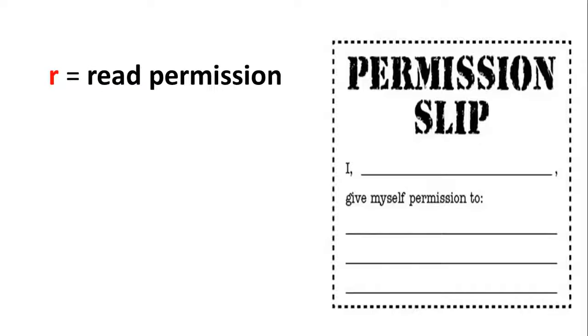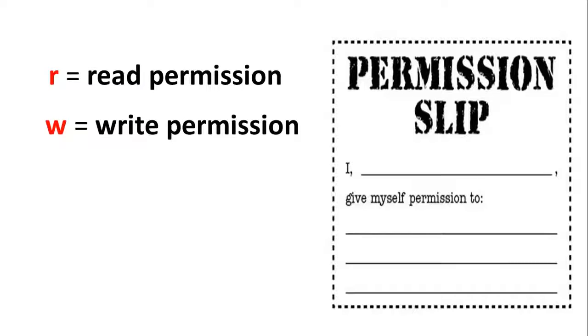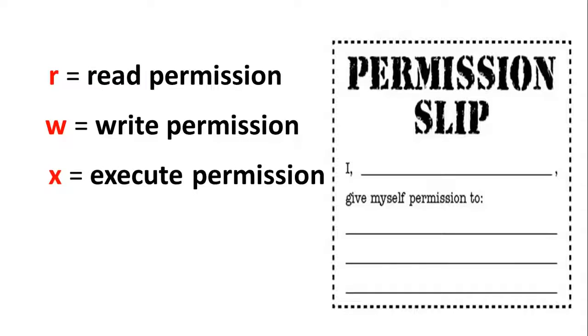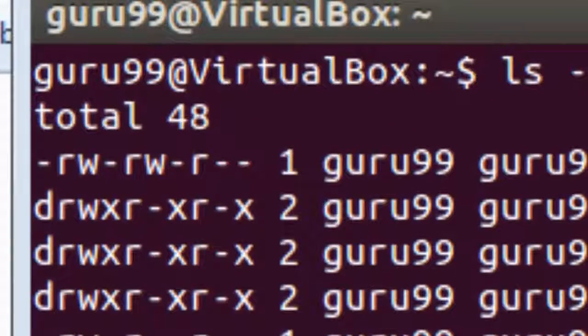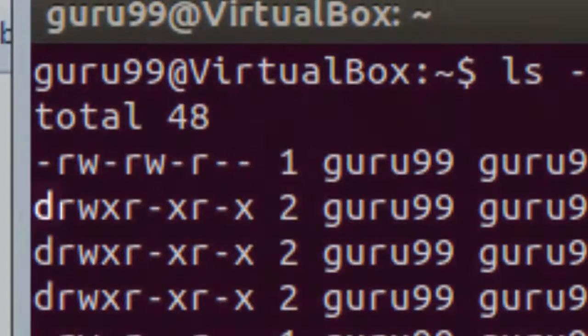Let's first learn about the characters. R stands for read permission. W is for write permission. X is execute permission, and the hyphen states no permission. Here, the first hyphen implies that we have selected a file. Else, if it were a directory, d would have been shown.